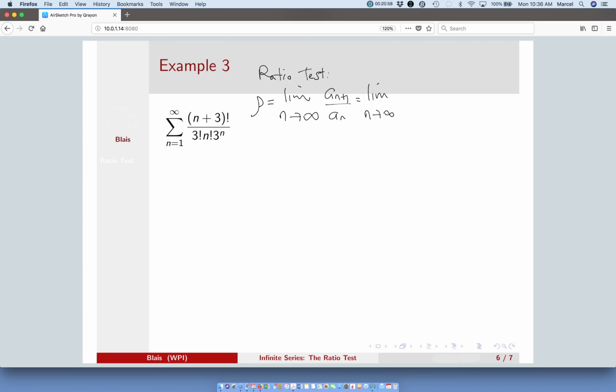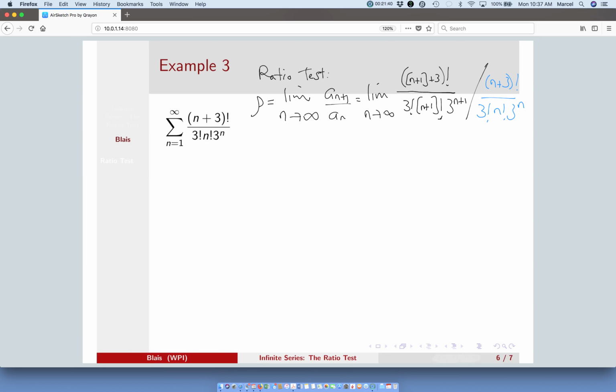So first we have n plus 1 plus 3 factorial over 3 factorial times n plus 1 factorial times 3 to the n plus 1. Again, that was just going in here and taking each instance of n and replacing it with n plus 1. For the denominator, we just use that nth term as written, n plus 3 factorial over 3 factorial times n factorial times 3 to the n.